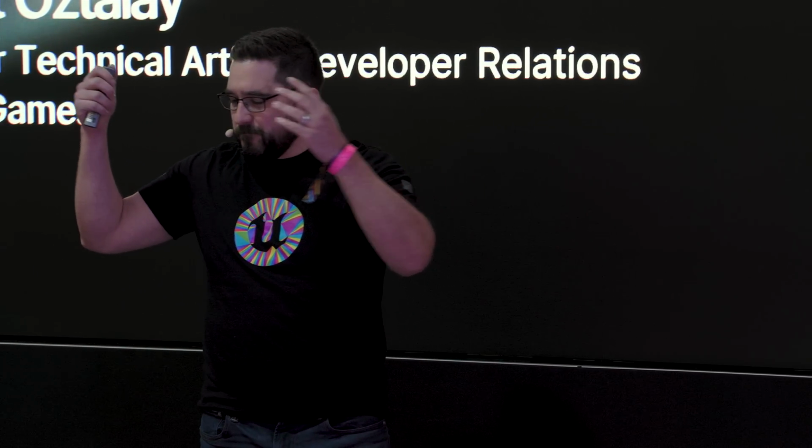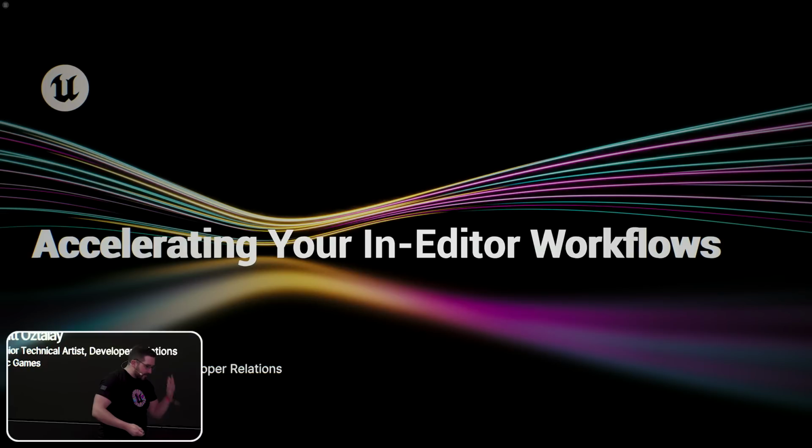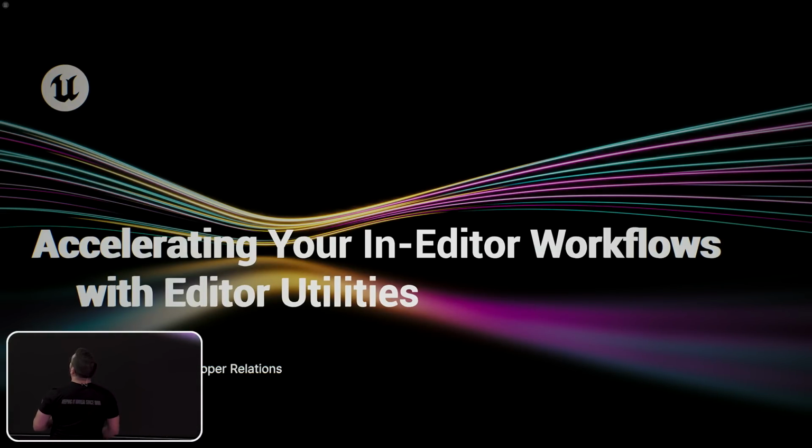We've got dozens of thousands of material instances, so many different permutations and textures. It's going to be a lot of clicking around. It's going to be a bunch of manual work, and I am a tech artist. I got into this job because I don't like to do the same thing twice. So I just wish that there was a way that I could accelerate my in-editor workflows. Oh, with editor utilities. That's a really good idea.